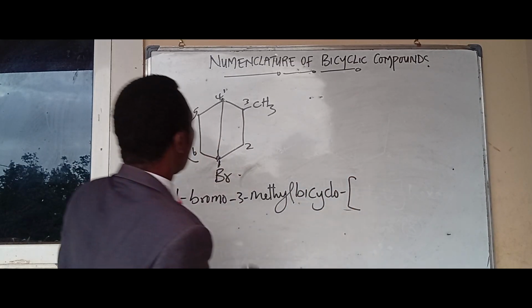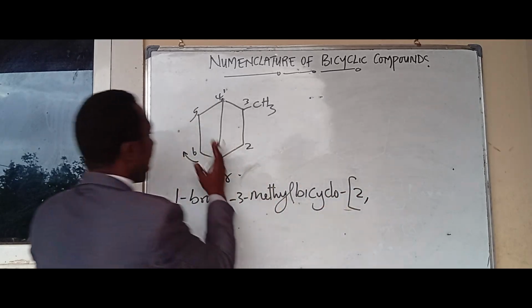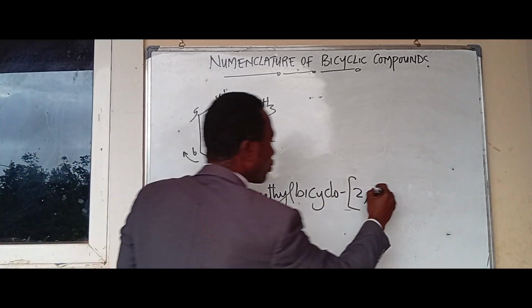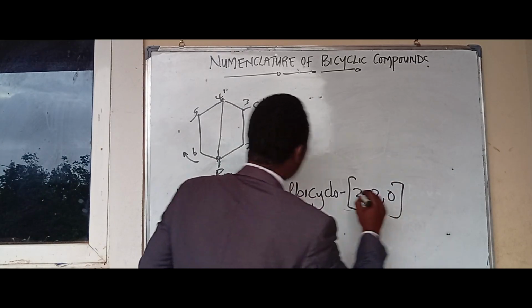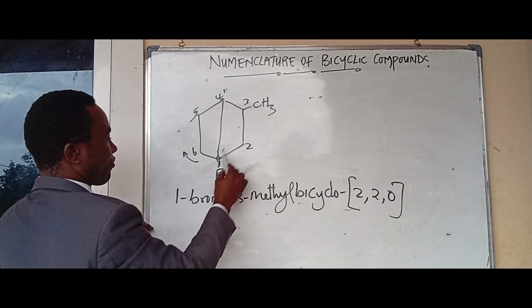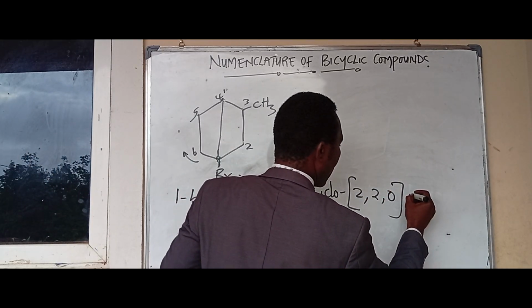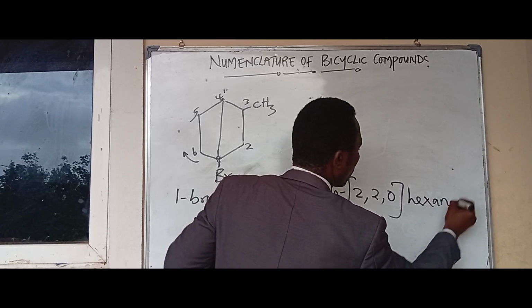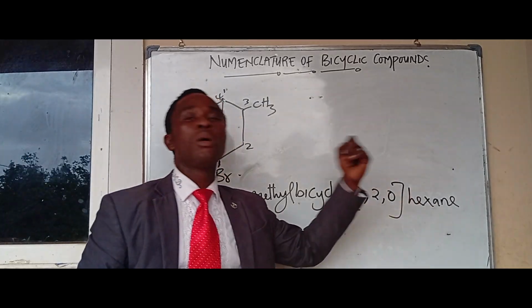Then you take the name bicyclo. How many carbons here? 1, 2. Okay, 2, comma. How many carbons this side? 1, 2. Okay, 2. Any carbon within the bridge? No. So it becomes 0. Then what is the total number of carbon? 1, 2, 3, 4, 5, and 6. So that is hexane. So the name of the compound is 1 bromo 3 methyl bicyclo 2 2 0 hexane.